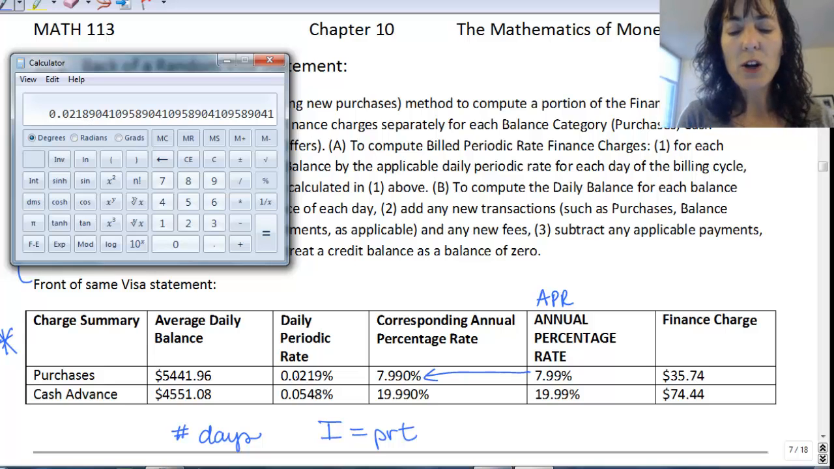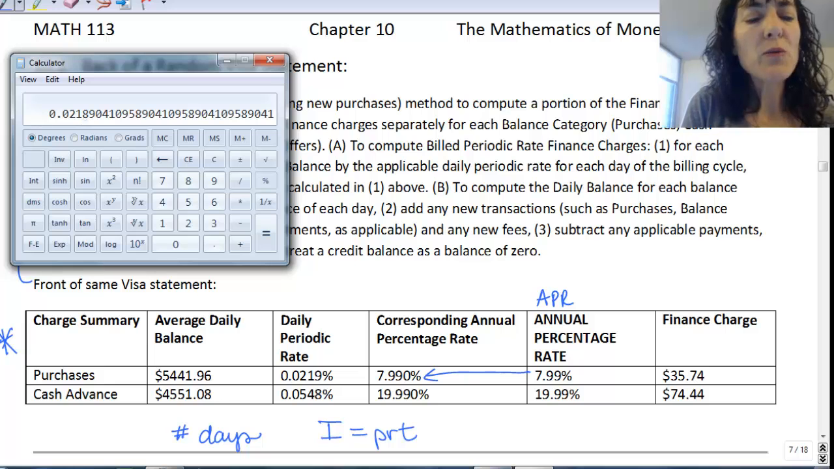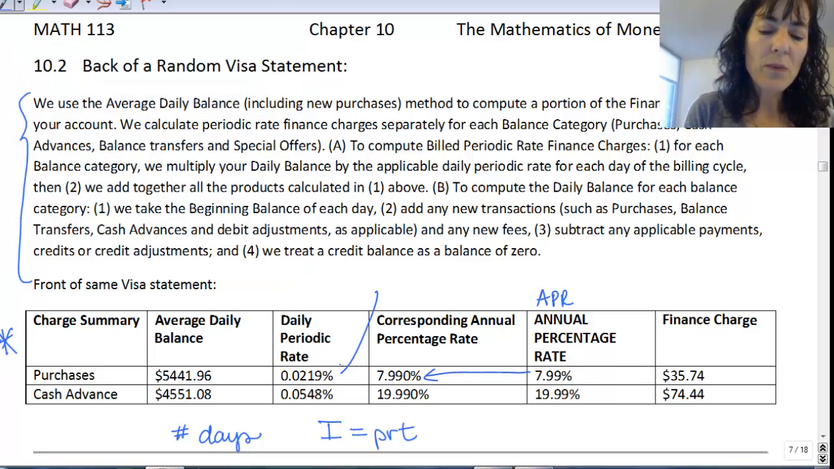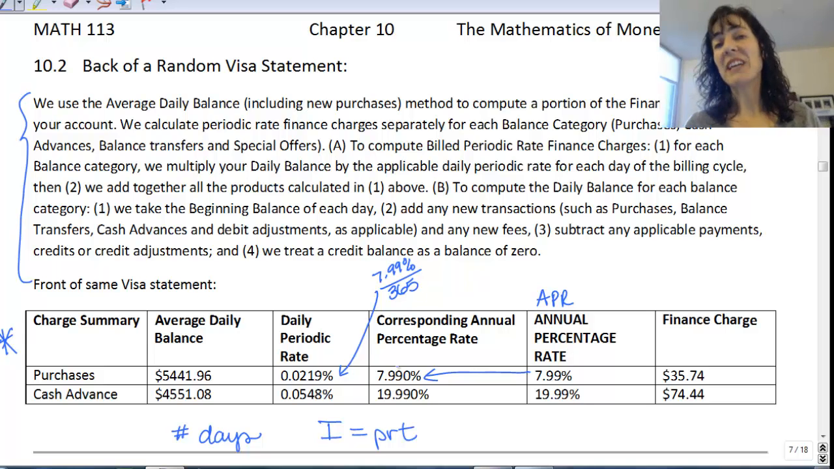It's 0.02189, and here we have 0.021, and it was an 8 on my calculator, then 9, but that 9 would have made me bump it up. So if I was rounding to the spot where the 8 is, I would have to bump it up anyway to 0.0219. So this value came from the 7.99% divided by 365. That's nice.